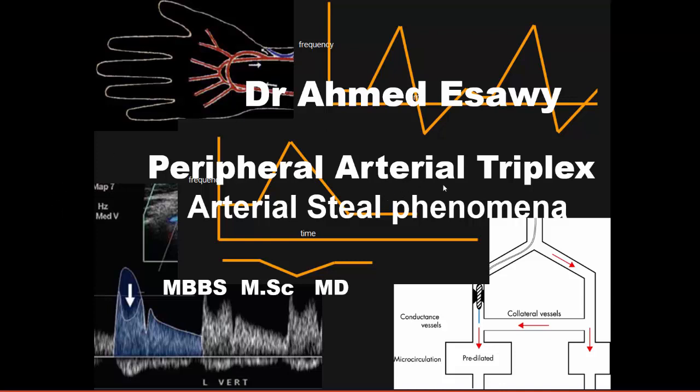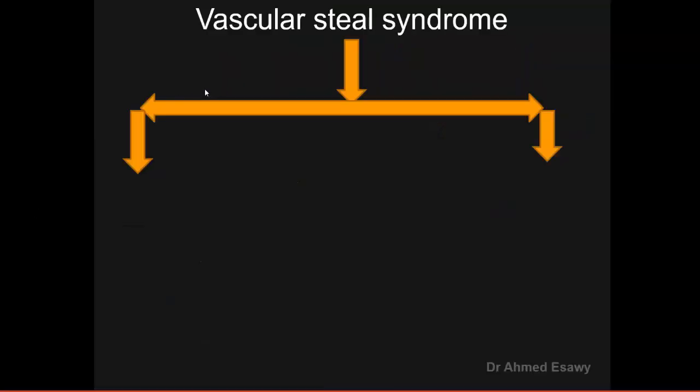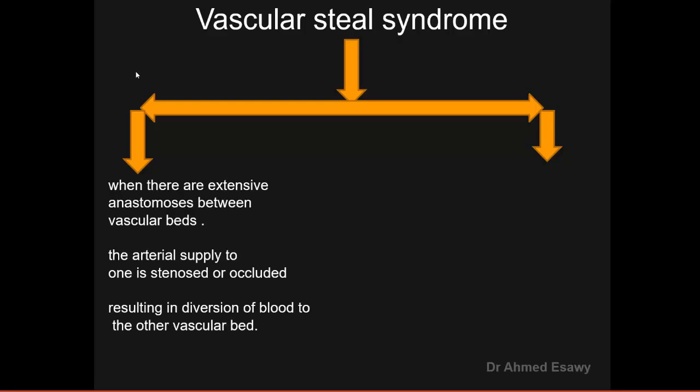Peripheral arterial triplex ultrasound, arterial steal phenomena. Vascular steal syndrome occurs when there is extensive anastomosis between two vascular beds. Arterial supply to one of these vascular beds is stenosed or occluded, resulting in diversion of blood to the other vascular bed.